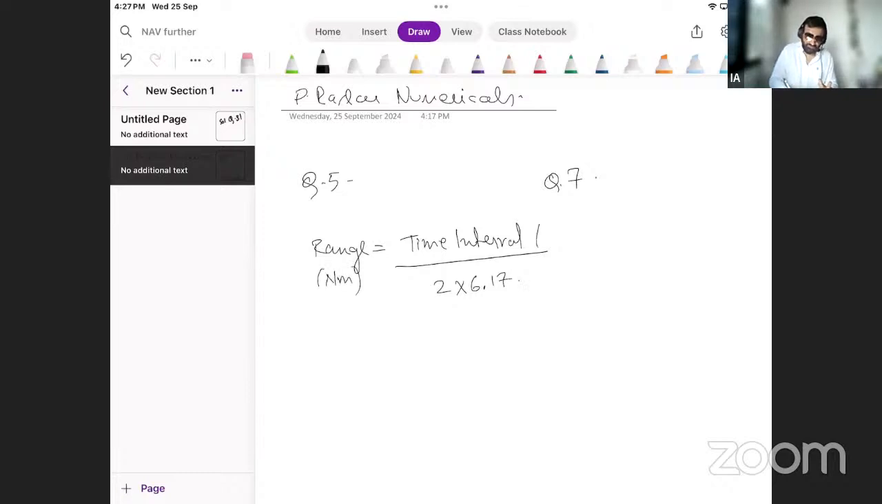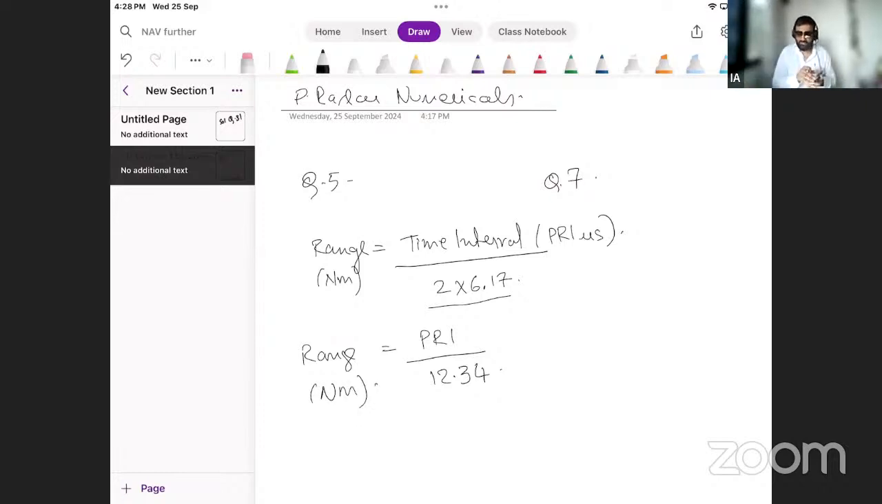This time interval is actually your PRI in microseconds. And this is a fixed constant that you can understand in the formula. It is advisable to first do multiplication and then do division. So we'll convert the formula into my PRI upon 12.34. That is my range formula in both cases. Just use your scientific calculator to do the calculation correctly.